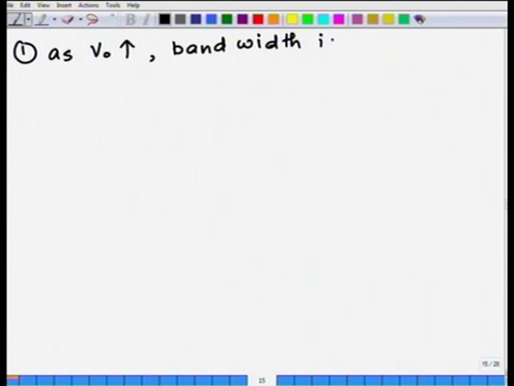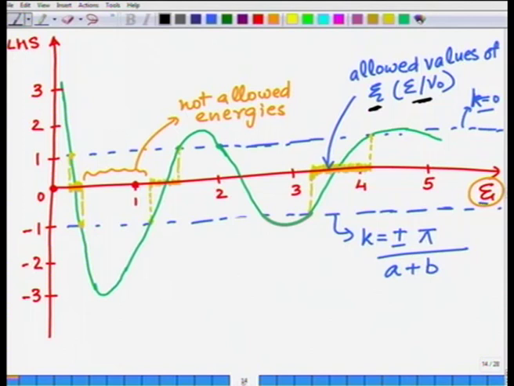What does that mean? That means notice this particular band has a small width. The allowed values of energy have a small range compared to this one, which is wider, at a greater zeta, that means smaller V 0, and this is an even larger width of the band, that is, allowed energies in an even bigger range. That means band width becomes narrower and narrower as V 0 increases, that means we are moving towards smaller zeta.